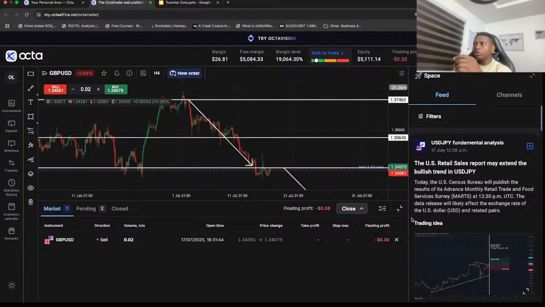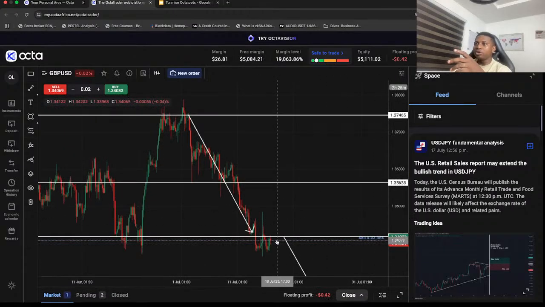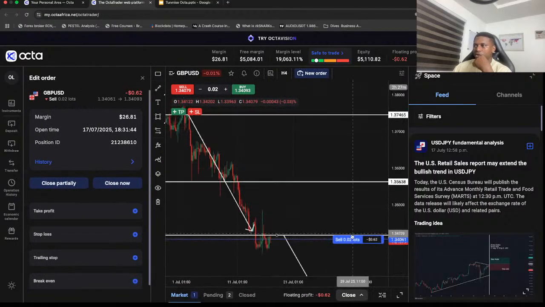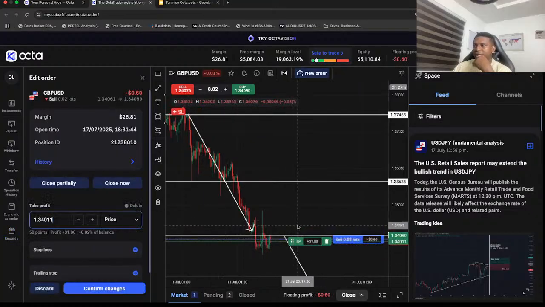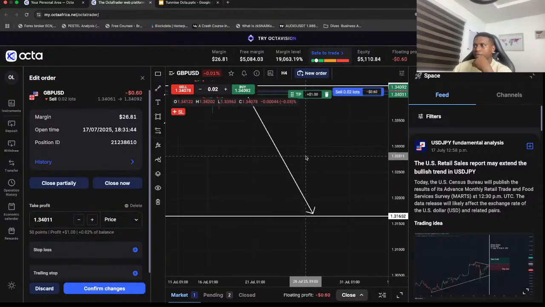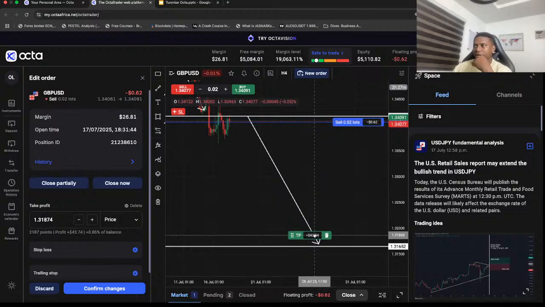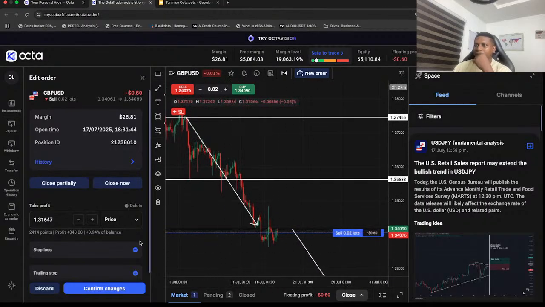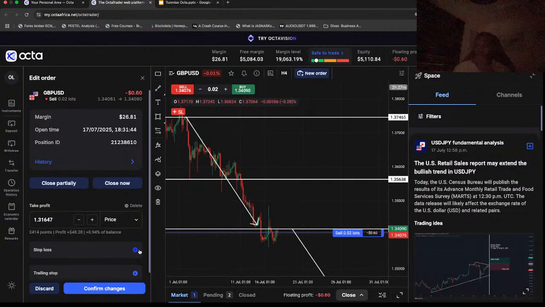Now with the sell position, I want to set take profit and stop loss. I'm selling, so I'm bringing my take profit here. My take profit is $46. For my stop loss, I'm bringing.